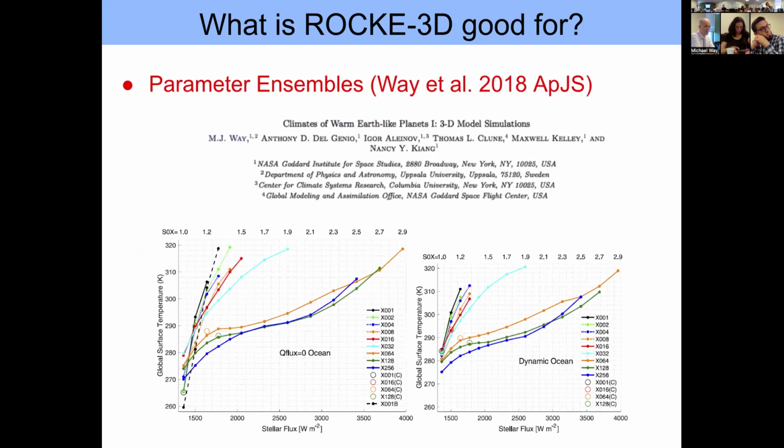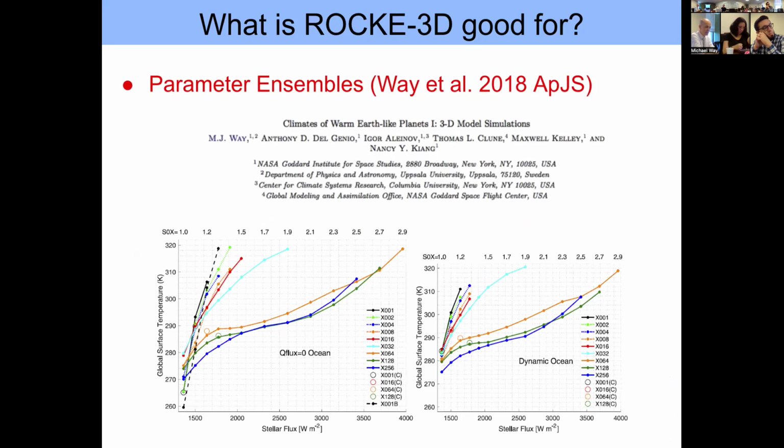And then large parameter sweeps. This is a paper I led back in 2018, showing, if you look at different rotation rates and different insolations, what sort of temperate climates or not you can get, and basically looking at the influence of rotation rate and ocean type on what kinds of results you may get out.